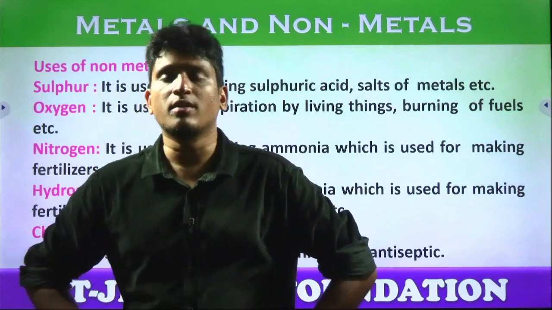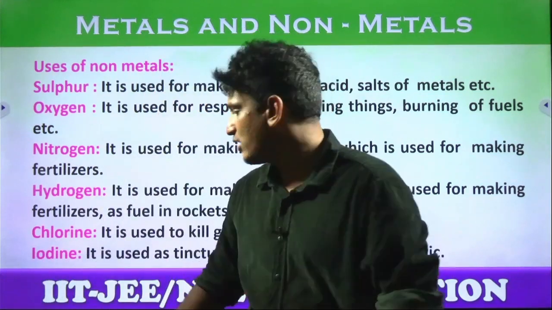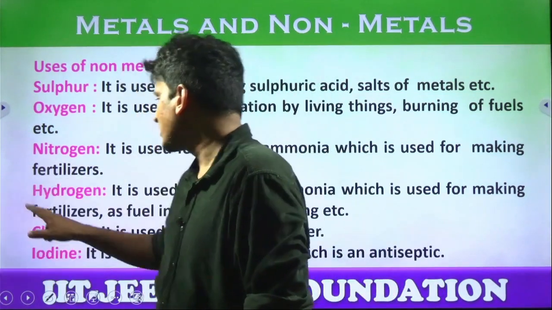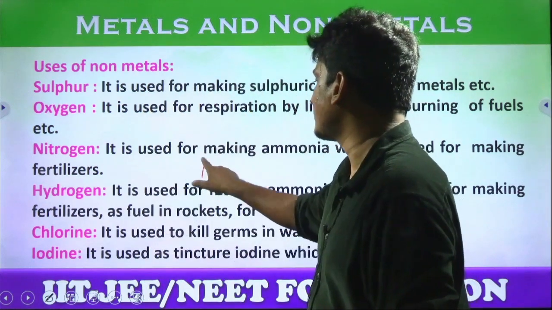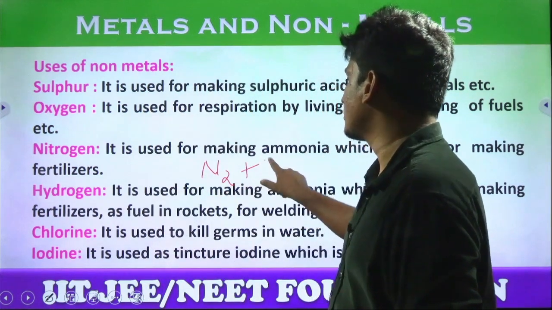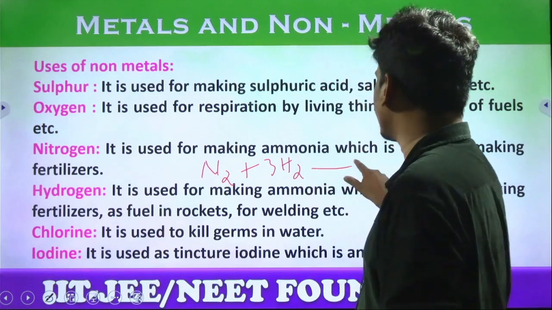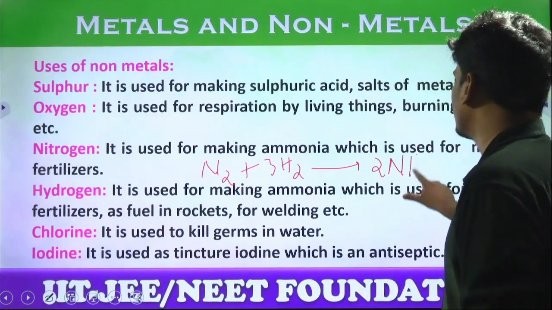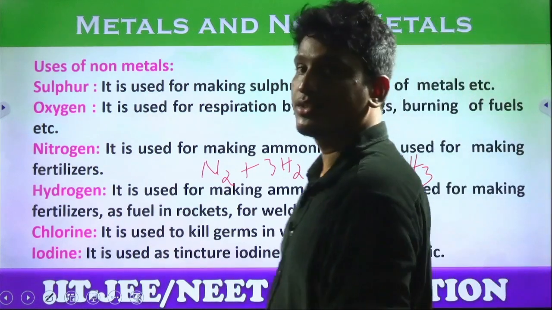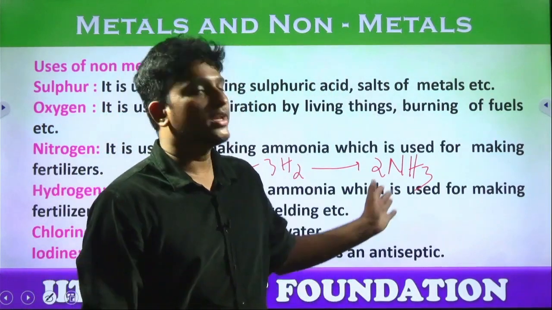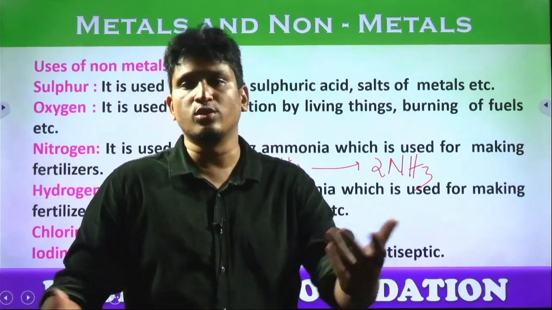Ammonia, what is the ammonia formula? NH3. Nitrogen, N2 plus 3H2. What is ammonia? For the synthesis reaction, N2 plus 3H2 gives rise to 2NH3. This ammonia is used as a fertilizer, and ammonium salts are also used as fertilizer for the growth of the plants. Yes or no?